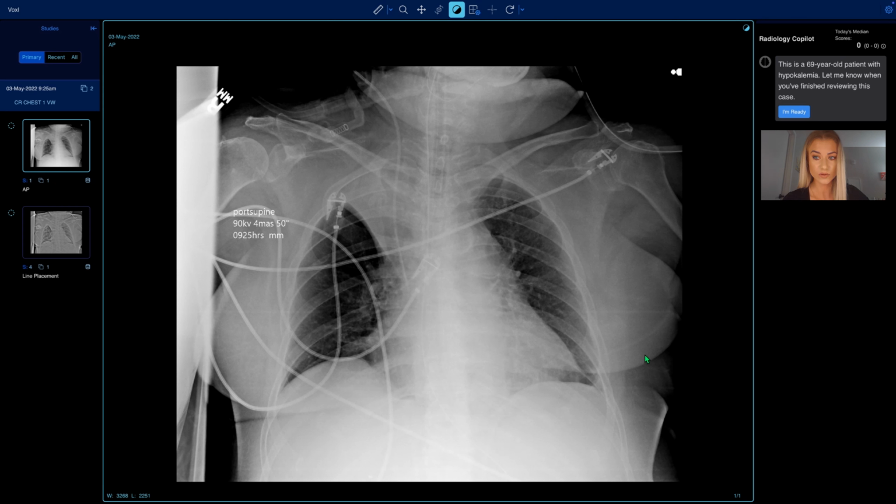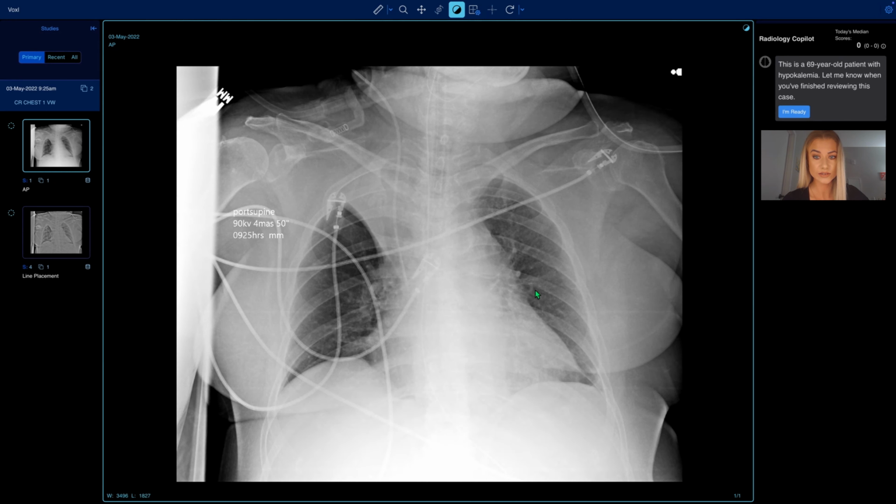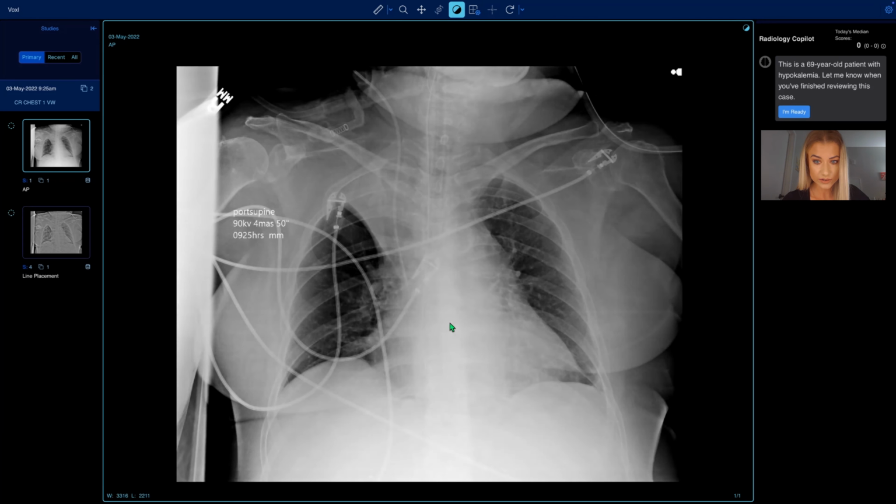Next, we want to assess for pathology. We'll use the acronym ABCDE, which stands for air, bones, cardiomediastinum, diaphragm, and everything else, which includes the upper abdomen, tubes, lines, and devices. Starting with air, we assess the airway, the air spaces, and the pulmonary vasculature. Starting at the trachea and bifurcating into the bronchi, I do not see any peribronchial thickening of any sort.